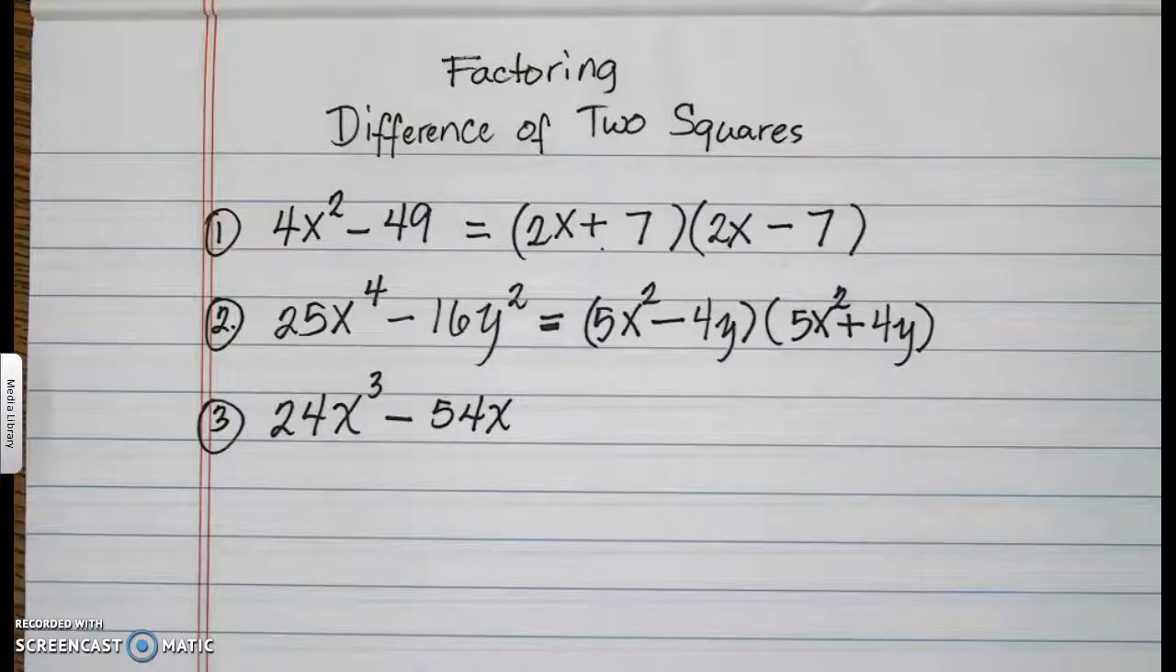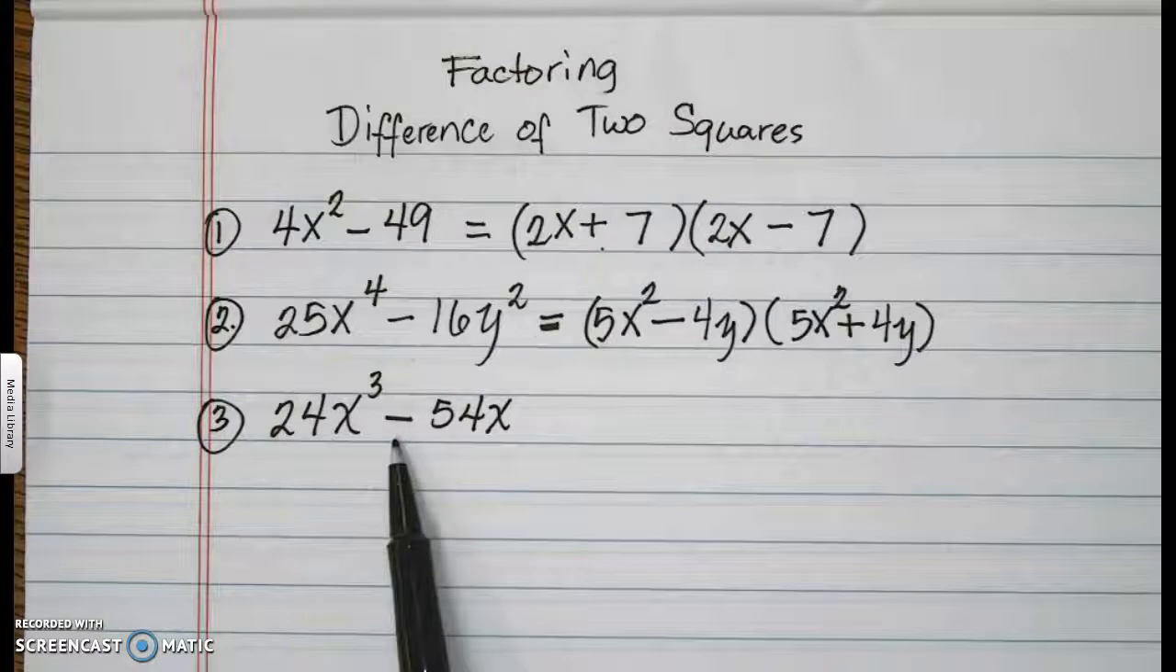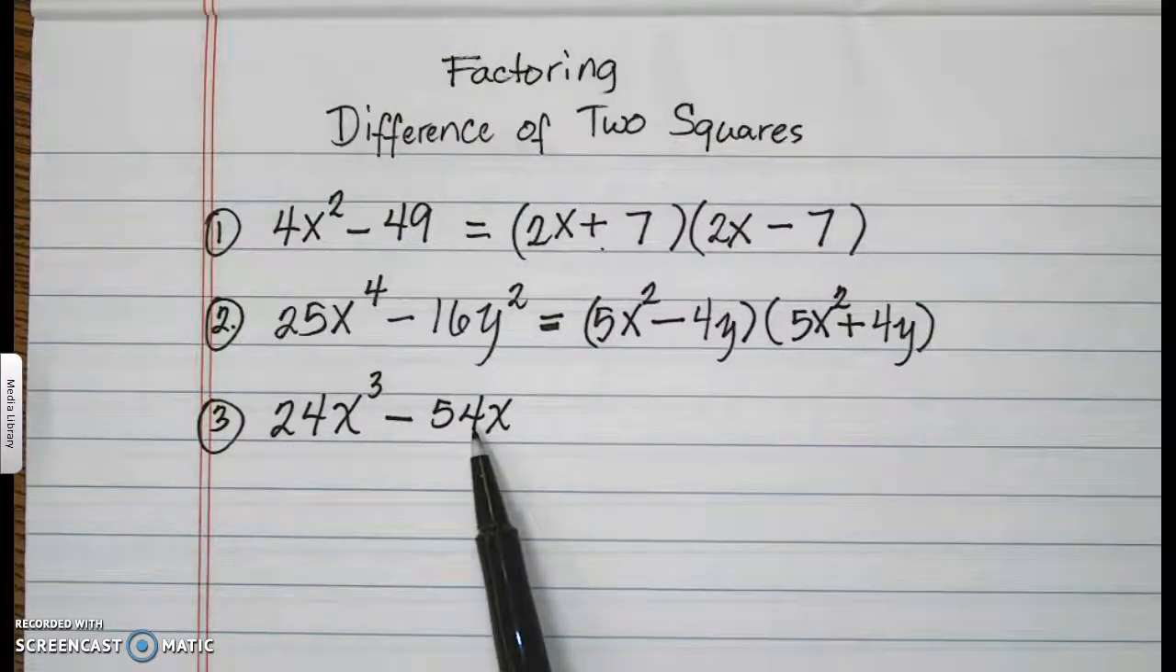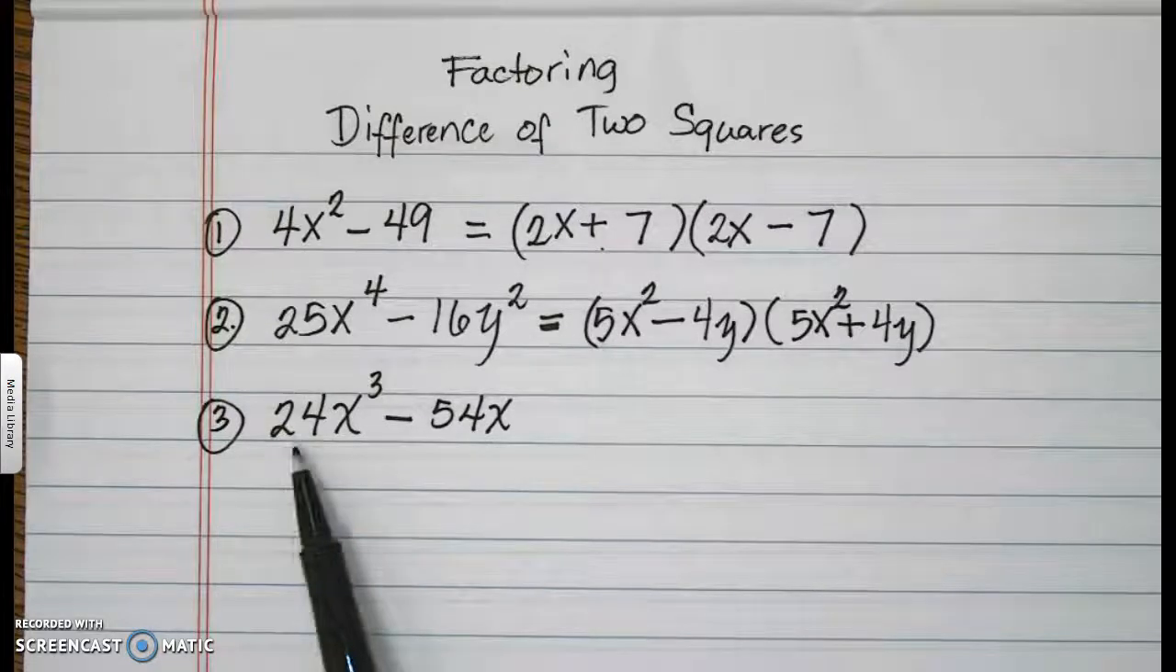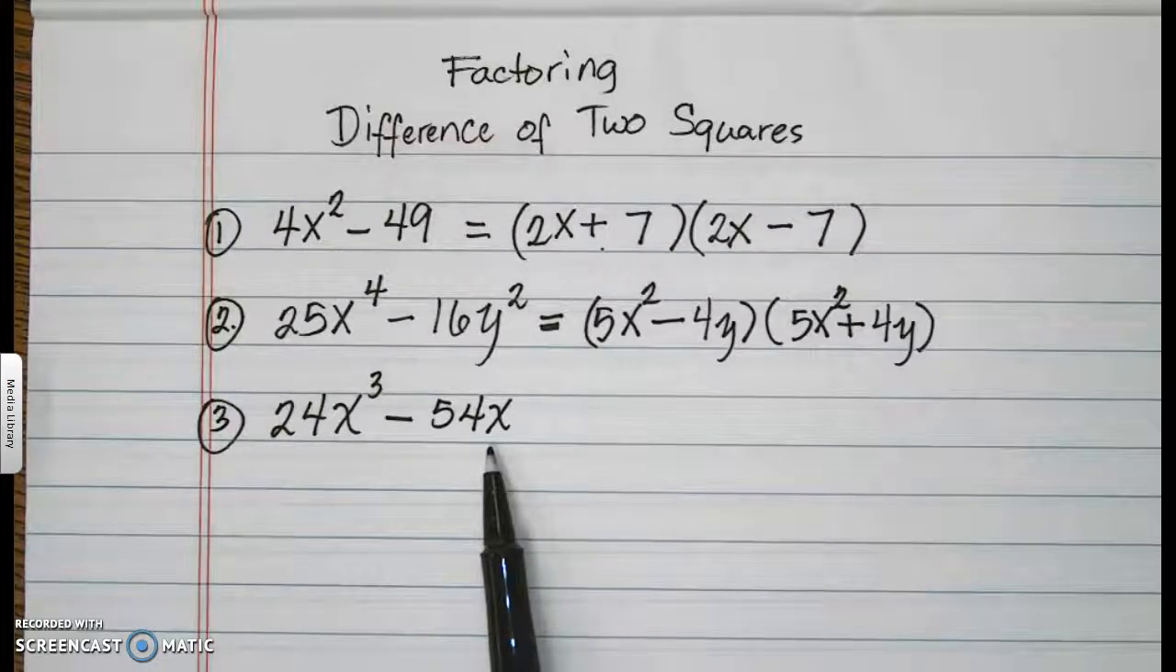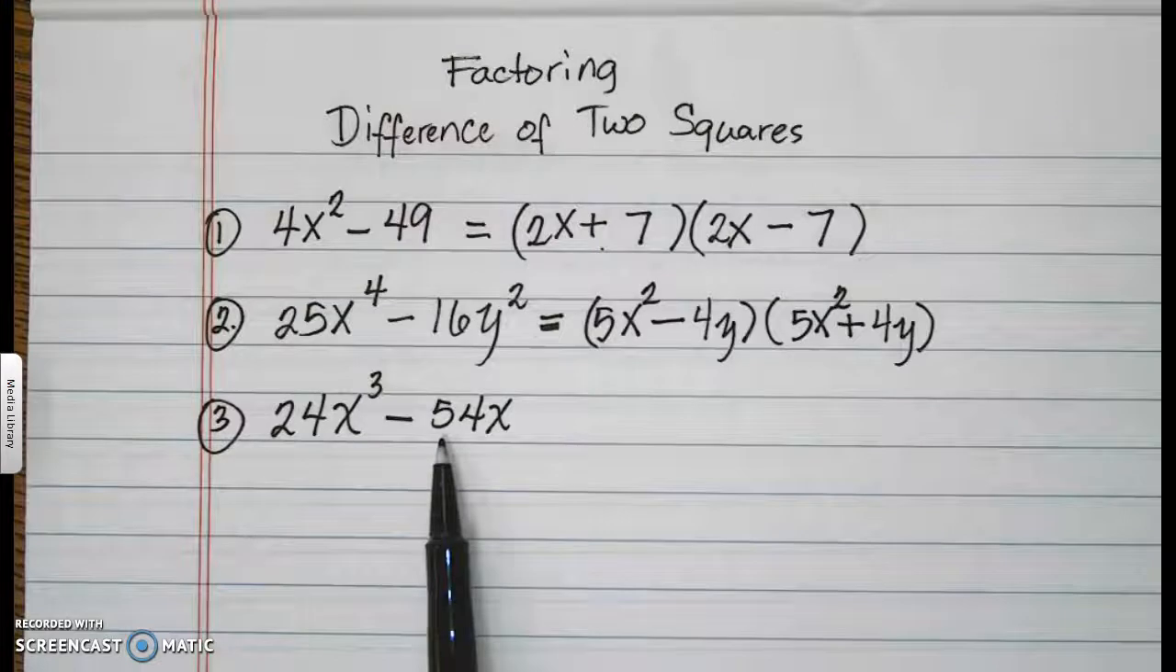For our third example, I have 24x to the third minus 54x. I'm looking at this and I'm seeing a binomial and I'm seeing that this is a difference. However, this is not a perfect square and this is not a perfect square. But it will become a perfect square if you do common monomial factor first. So you really have to look at your terms and see if you can factor it out first by common monomial factor, then do the other ways of factoring.